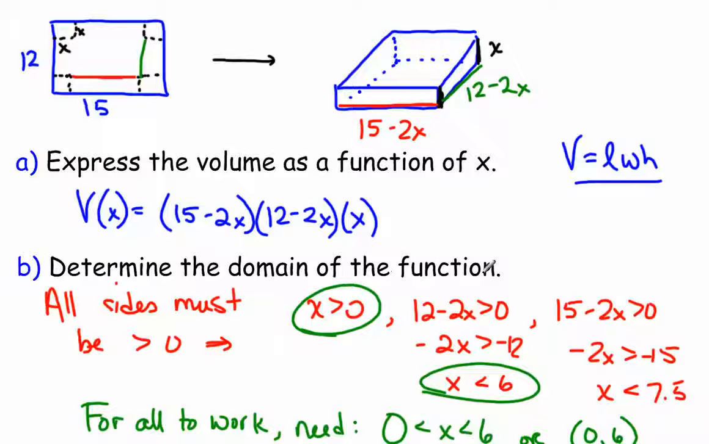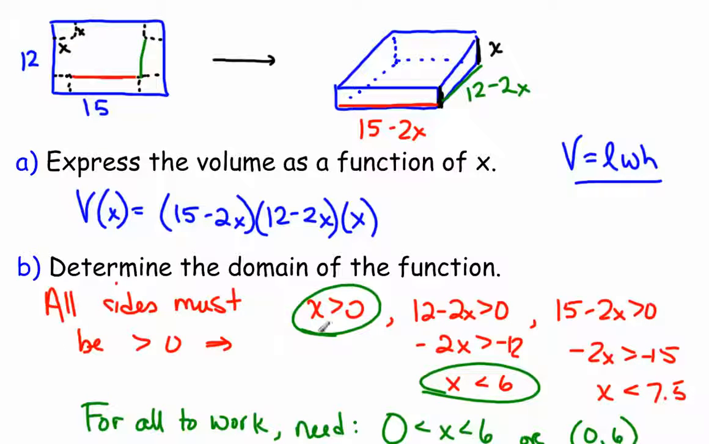All right, the next question is determine the domain of the function. Like we've done in previous examples, if I'm dealing with a context, I have to consider the context. And in this context, I've got dimensions. And what we know about dimensions is they always have to be positive. So I'm going to take each one of these dimensions and set them greater than 0. x greater than 0, that's an easy, obvious one. 12 minus 2x greater than 0. If you do your solving, remember to flip because you divide by a negative, you get x is less than 6. Now 15 minus 2x greater than 0 would result in x is less than 7.5.